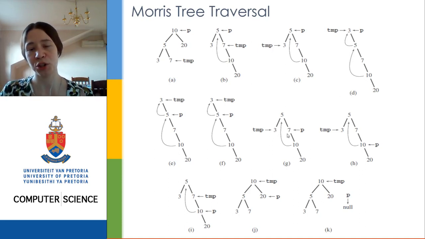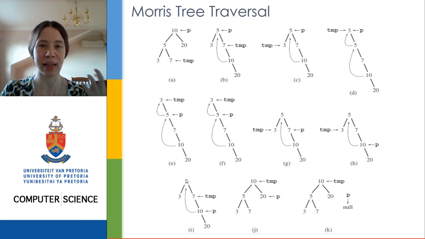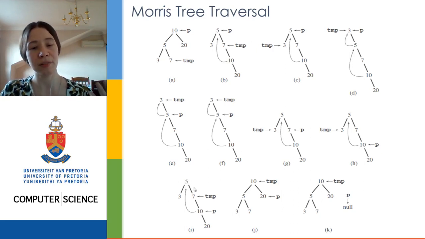Okay, we're now at 7. Ask 7 the same question. Do you have left children? It doesn't, so simply print 7 and move to the right hand side. Ask 10 if it has left children. Yes, it does. So you're going to go up, and then you're going to say, okay, great, I am in the left subtree. Let's go right as far as possible until we either hit null or we hit P. You will go one step to the right, second step to the right, and you will discover P right there.